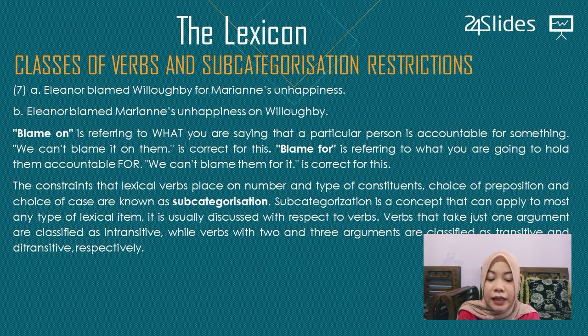The constraints that lexical verbs place on the number and type of constituents, choice of preposition and choice of case are known as subcategorization. Subcategorization is a concept that can apply to most any type of lexical item. It is usually discussed with respect to verbs. Verbs that take just one argument are classified as intransitive, while verbs with two and three arguments are classified as transitive and ditransitive, respectively.